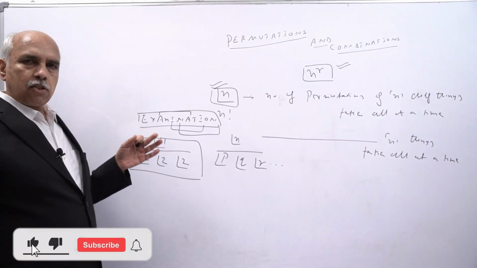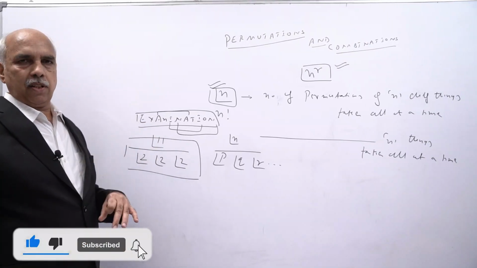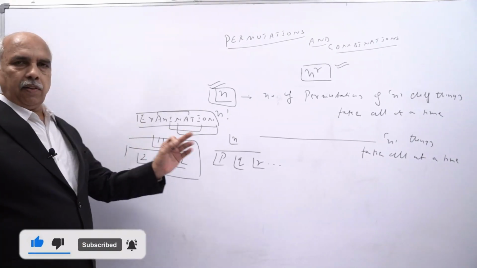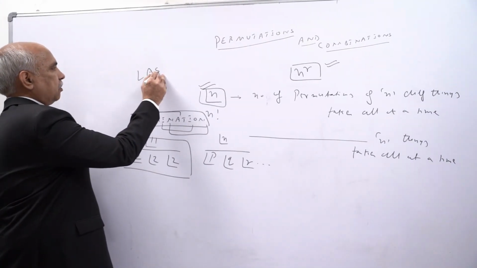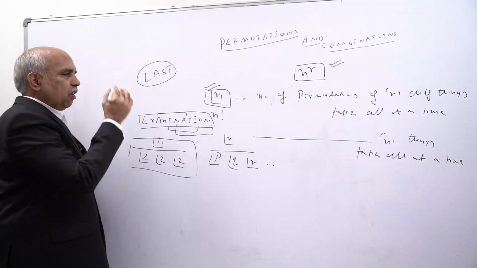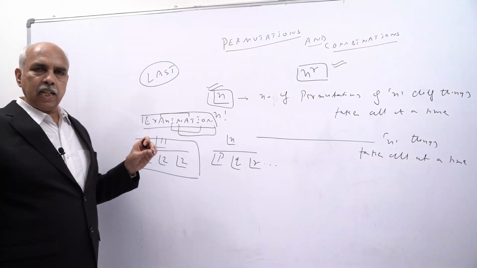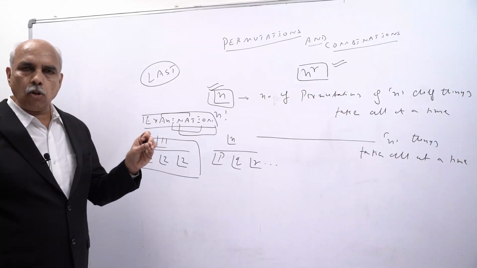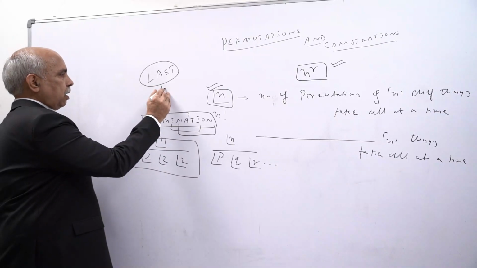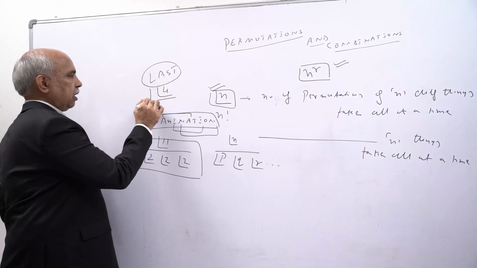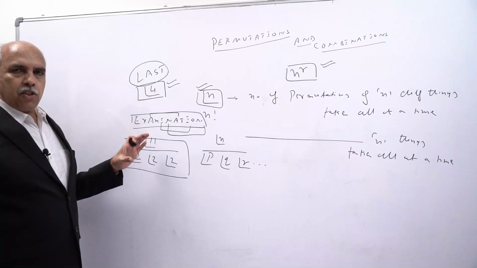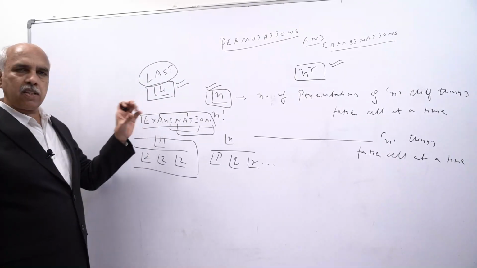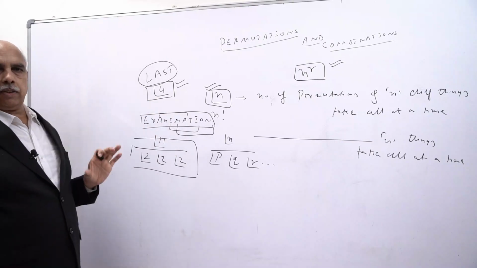Suppose if the word has got no repetitions, in that case, you need not divide. Suppose for example, I take, say last, a word. The number of permutations of the letters of the word last taken all at a time is very simple. It will be equal to 4 factorial. That's it. There is no repetition of any letter. So it will be just equal to the first formula n factorial.